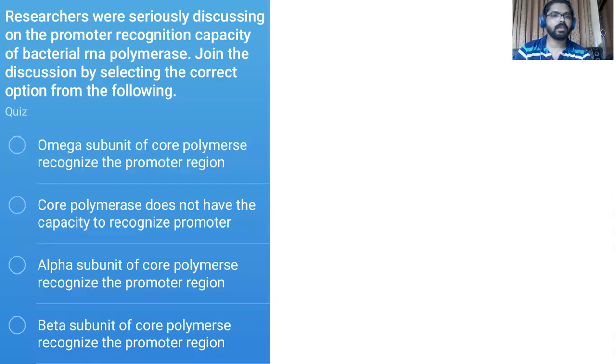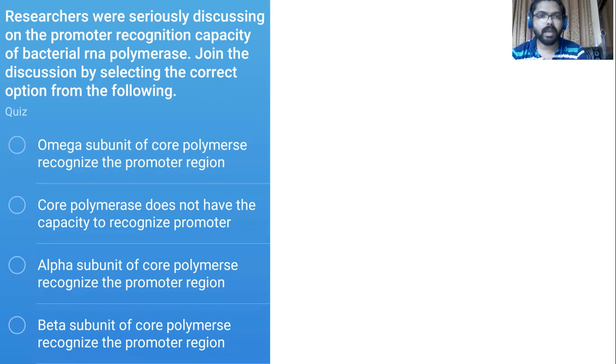Here we go. This is the question. Researchers were seriously discussing the promoter recognition capacity of bacterial RNA polymerase. Join the discussion by selecting the correct option from the following.